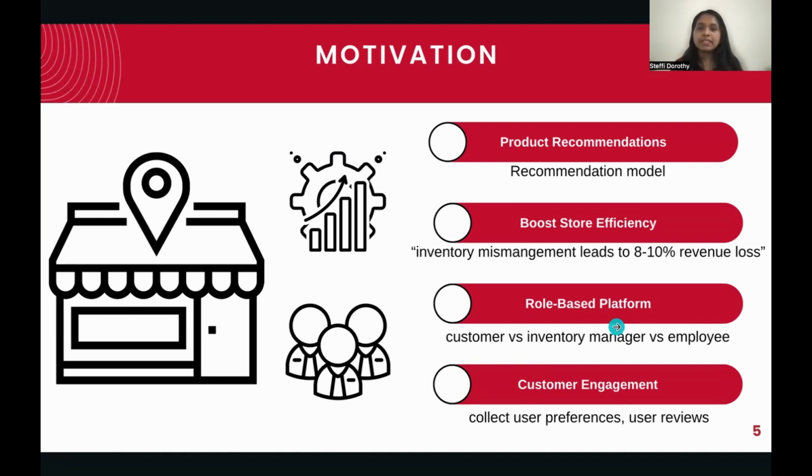Customer engagement plays a significant role in the system. We collect user preferences and user reviews to provide personalized recommendations. This engagement not only enhances the shopping experience, but also helps us understand customer needs better, allowing for more accurate inventory forecasting and product recommendations. Ultimately, the aim of our platform is to boost store efficiency by integrating user behavior and inventory data, optimizing how products are managed and recommended based on real-time user feedback. Now let's move on to the background work that we did.